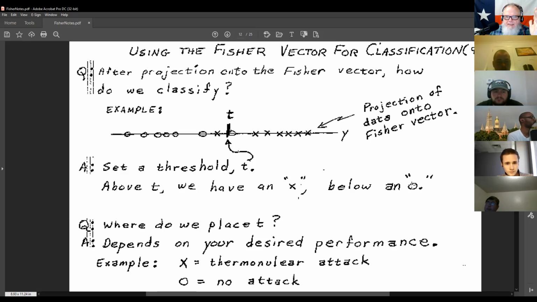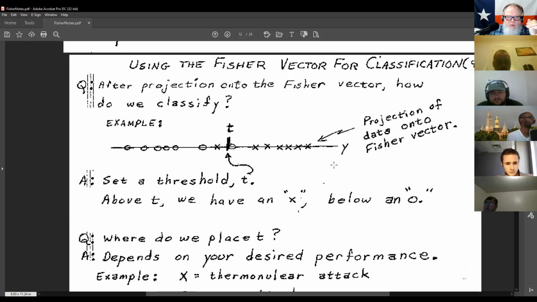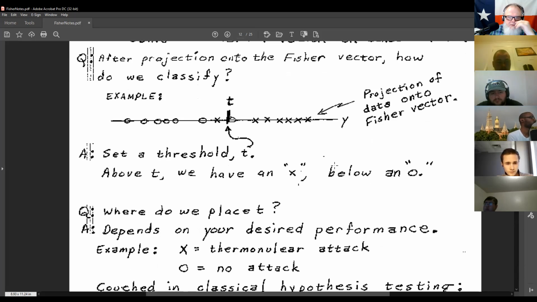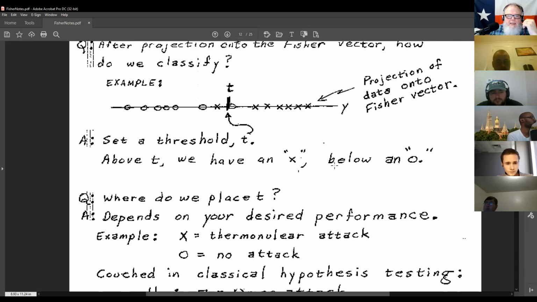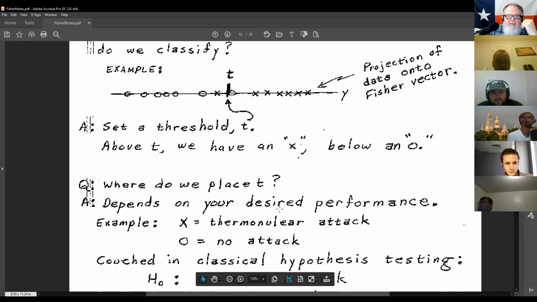The X's can be attack. The zeros can be not attack. So where do we place the T? It depends on your desired performance. And we're going to have X being a thermonuclear attack. Unfortunately, I set up the problem wrong, so I got confused. X is a thermonuclear attack, and 0 is no attack.